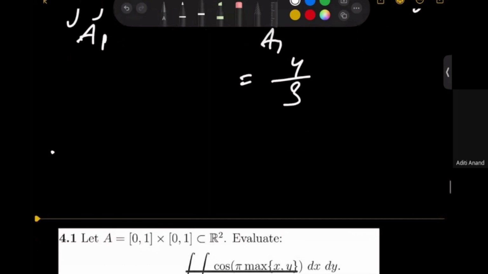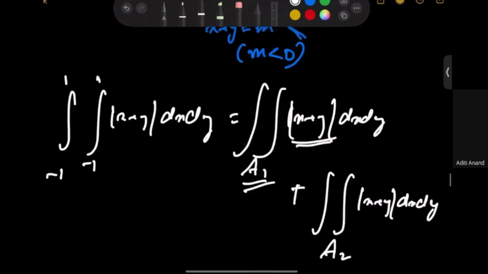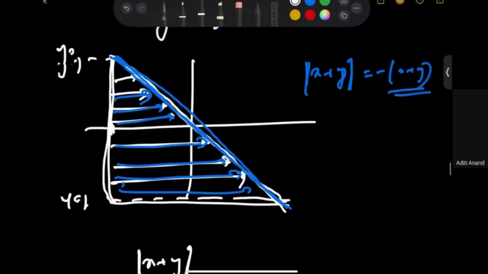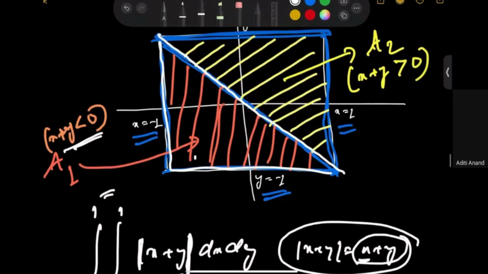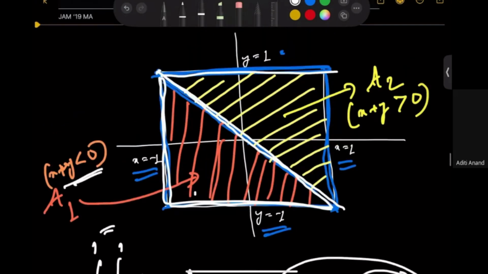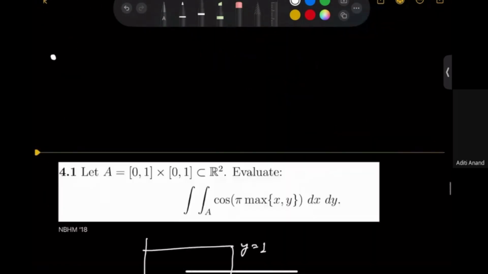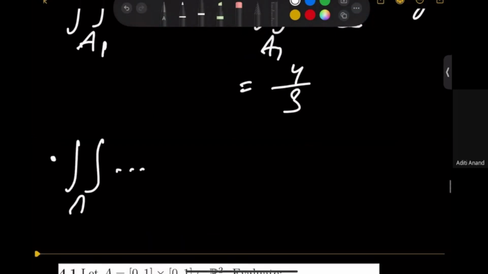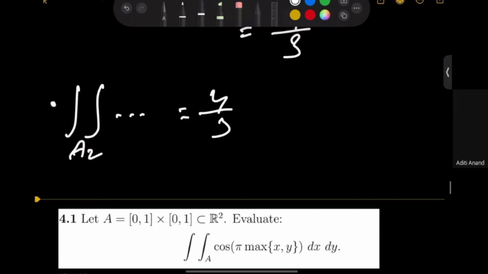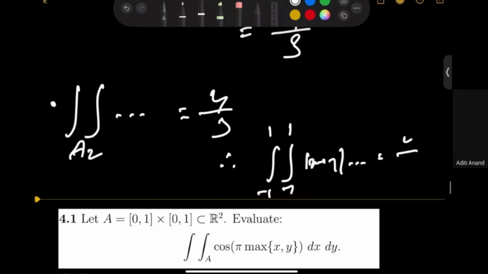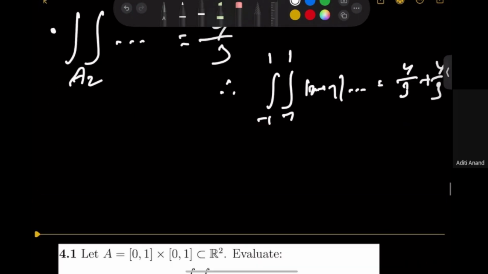And look at the function. I'll make use of the symmetry of the function. Mod x plus y is the function, and the triangle is this. This gives you 4 by 3. So the same result will come out for this one by symmetry. So over A2, it will also be 4 by 3. Therefore, the answer over the region is 4 by 3 plus 4 by 3, which is 8 by 3. It will be approximately 2.66.